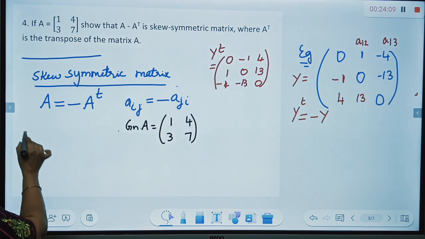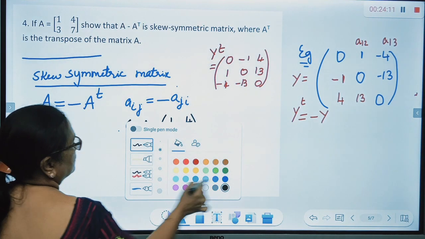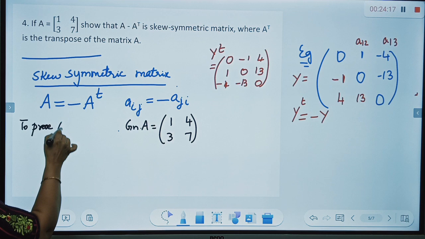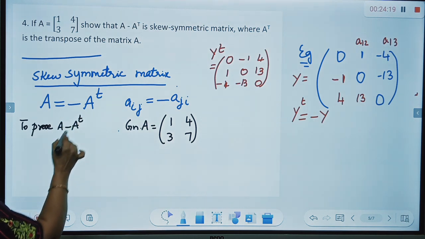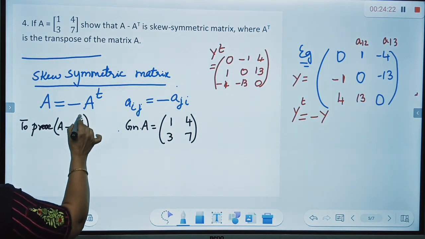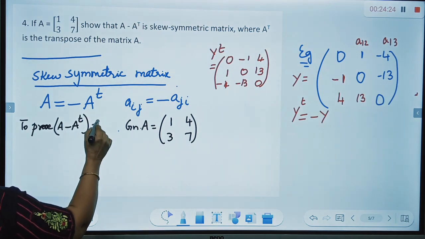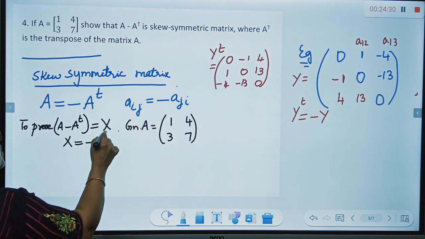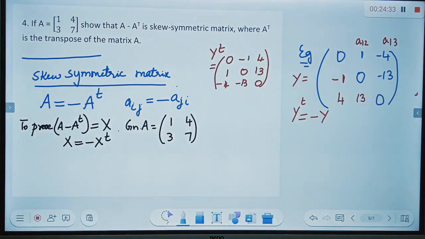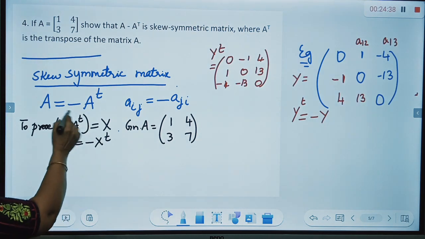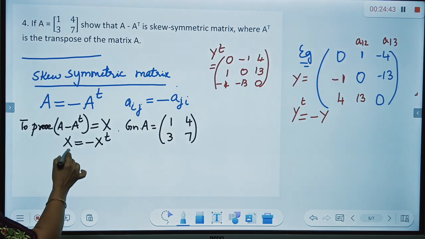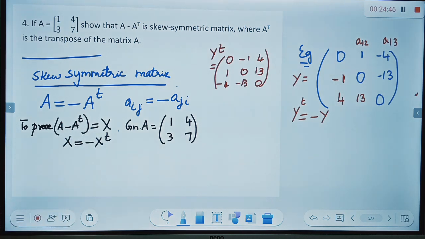You have to prove A minus A transpose is skew symmetric. Let me call it X. We have to prove that X equal to minus X transpose. A equal to minus A transpose is what we need to call a matrix as skew symmetric. I am calling this A minus A transpose as X. Now what is it I have to prove? I have to prove X equal to minus X transpose.